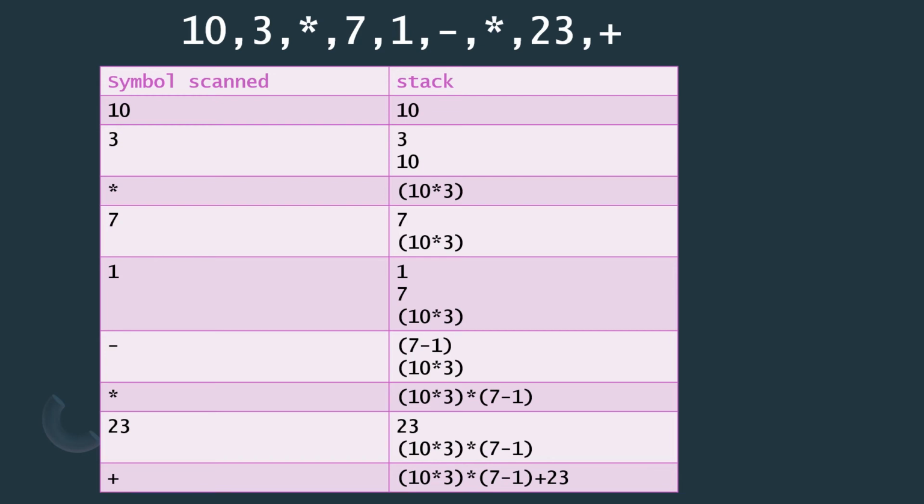The next one is multiplication. The multiplication operator will be placed in between the top two elements. The top two elements from the stack are 7 minus 1 and 10 into 3. The multiplication will be placed in between them. The next item is 23. 23 will be pushed into the stack, and then plus. The plus operator will be placed between these top two elements of the stack. The first element is 23, and the next is 10 into 3 into 7 minus 1. So plus will be placed in between them.